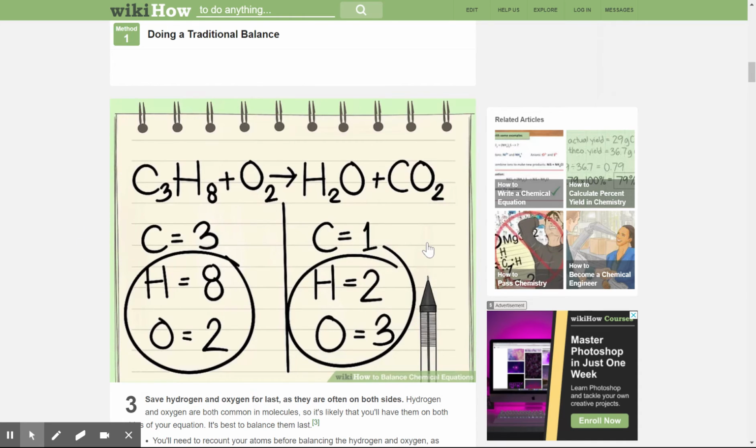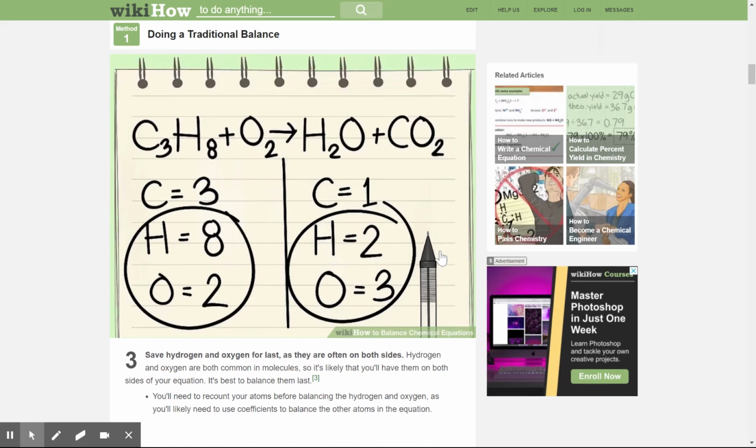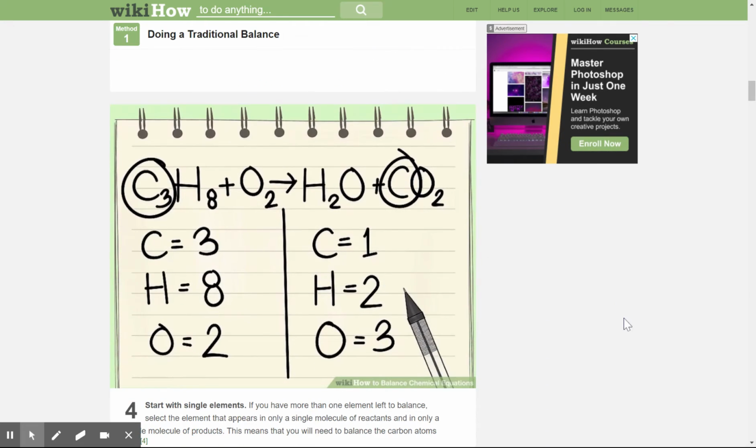Because if I need 3 more carbon over here, because I only have 1 carbon, but I have 3 carbon here, I can put a number 3 here, and that's going to increase my number of carbon by 3. 3 times 1 is 3. But it is also going to increase the number of oxygen, which is going to be 3 times 2. So by trial and error, you just have to figure this equation out a little bit.